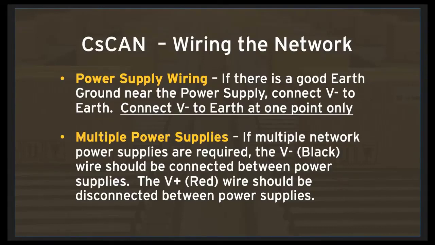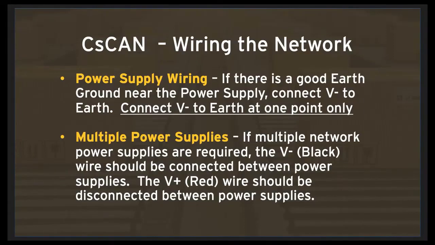Okay, let's start with power supply wiring. If there's a good earth ground near your network power supply, you'll want to connect V- at that point to earth. V- should only be connected to earth at one point only. And again, if that location of the network power supply happens to be a good earth ground location, ground it there. If it's a lousy location for earth ground, well, find a better location for earth ground and ground it only there. Again, it's very important that earth is connected to V- at only one point.